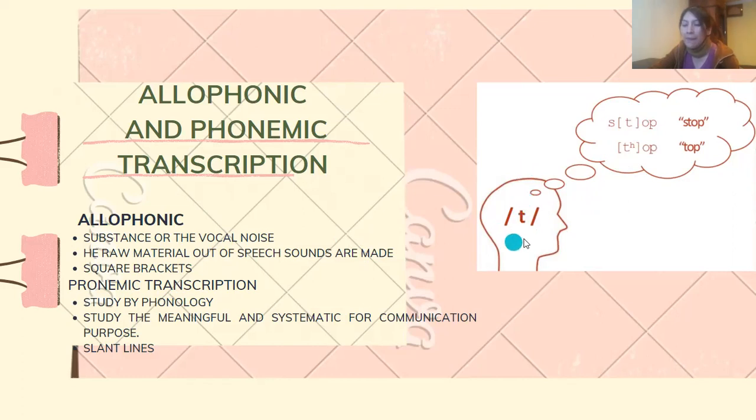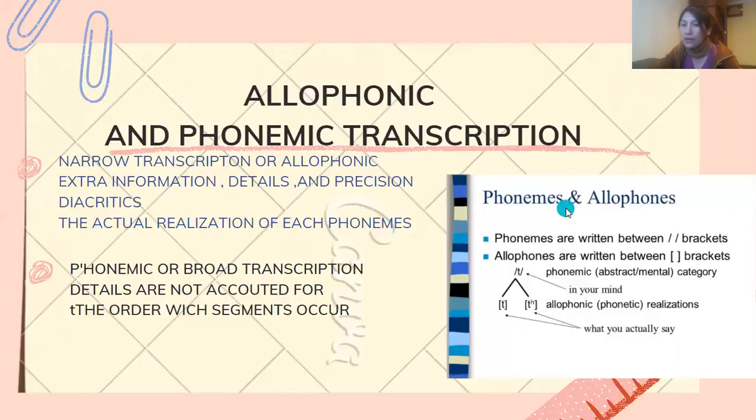When we use the slant lines, the sounds have a meaning, but when we use the square brackets, those sounds don't change the meaning. We can see here more details about the allophonic and phonemic transcription. We can see here the narrow or allophonic transcription. It gives us more extra information, more details and precision.